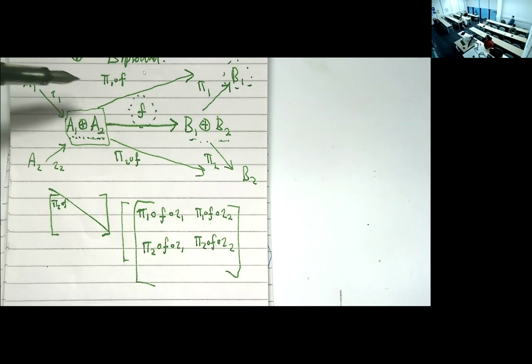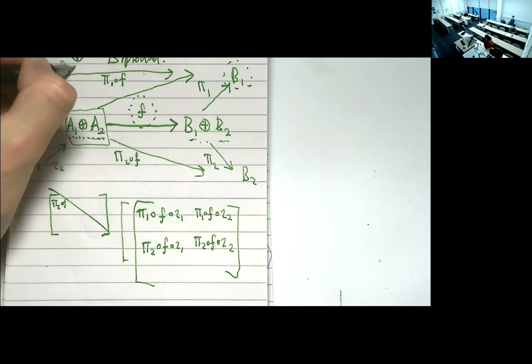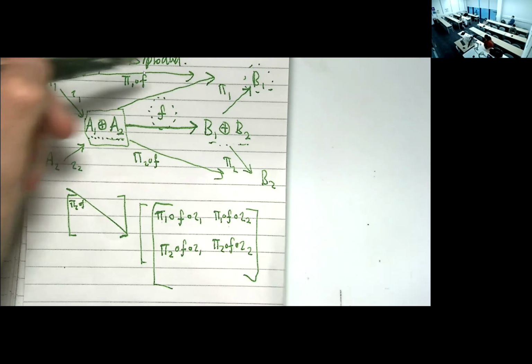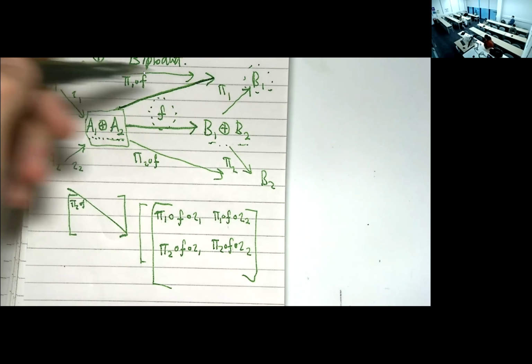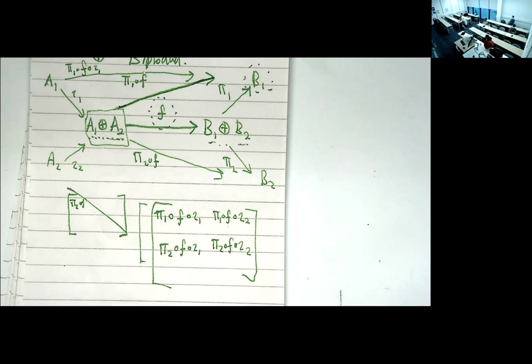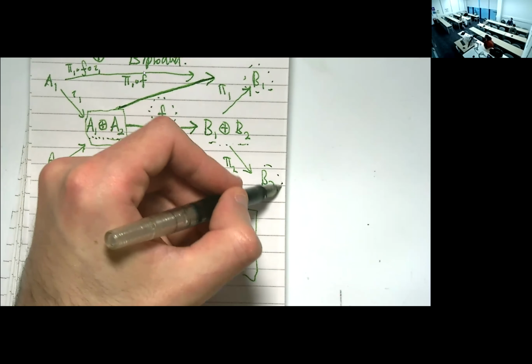So I get these two composites, pi 1 after f after i1, and the second one, and then this map pi 1 after f must be the unique thing which gives me these composites because of the uniqueness property of the coproduct. Similarly, this one has to be the unique thing which gives me its two composites by a similar argument, where now B2 looks like the coproduct. So f is at least uniquely determined by this data.